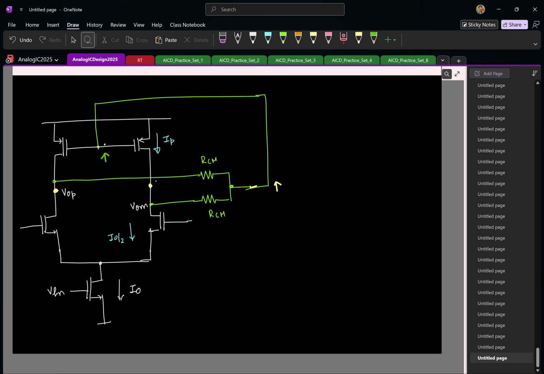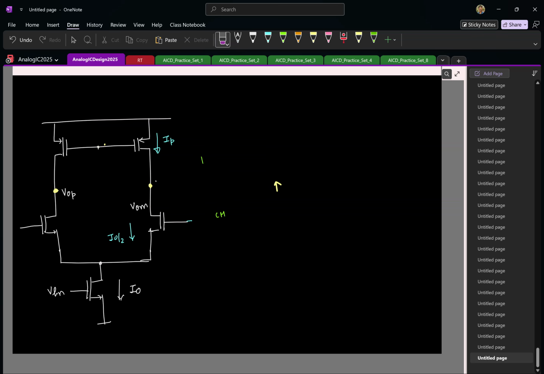So this is the circuit we have with the common mode feedback. What I'm essentially doing is taking the two outputs, giving it to a resistor. The midpoint of the resistor is connected to the gate. Right? So I'll redraw it like this now. Erase all this. What I'm essentially doing is this.